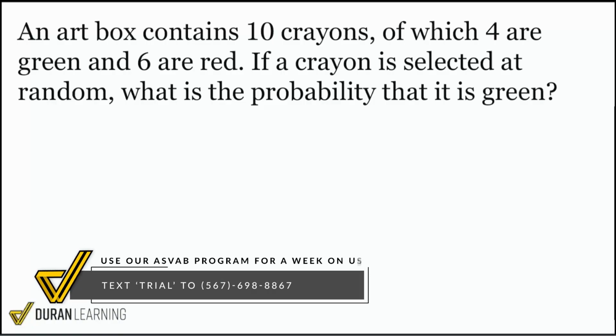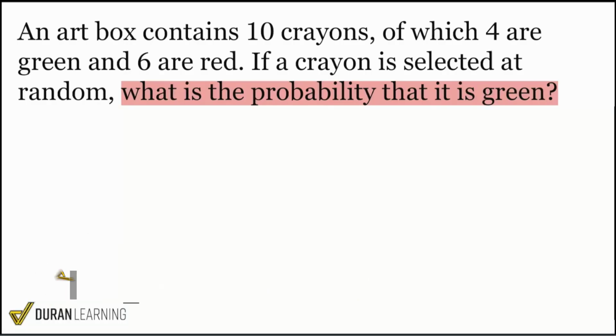If we're beginning every problem with the same strategy, which is reading that question first, it's saying here that if a crayon is selected at random, what is the probability that it is green? Everybody, what are we trying to calculate? Are we trying to calculate the probability of one event happening, or multiple events happening? Correct, just one event, exactly. So we want the probability that it is green.